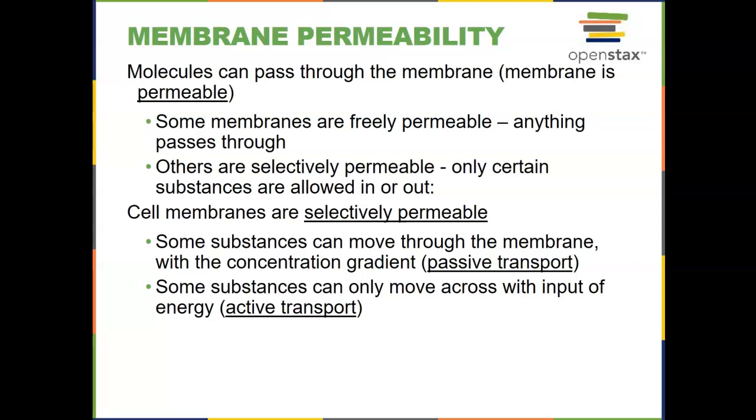So some membranes are freely permeable. Anything passes through. Okay, some are just leaky, I guess you would say. Others are what we call selectively permeable. And it's the selectively permeable nature of certain cells that lets them do the job that they need to do. So like neurons are selectively permeable. Some things can get through the membrane via what we call passive transport.